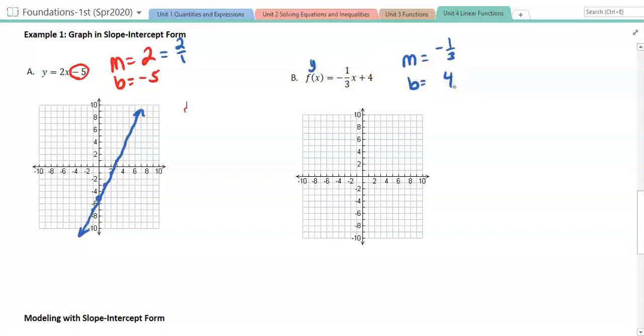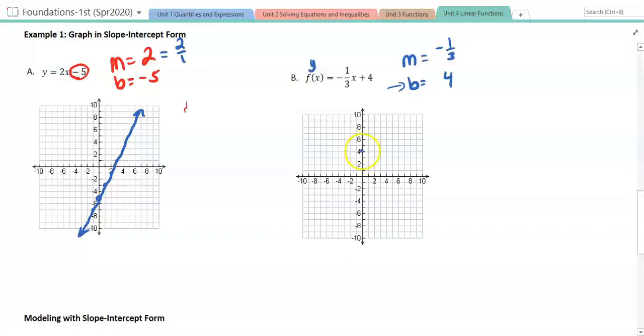Okay, so remember we're going to plot the b first, our y-intercept, because the slope just tells us the steepness of the line. If I try to graph the steepness of the line, this line could be anywhere on the graph. That's just defining how steep the line is.